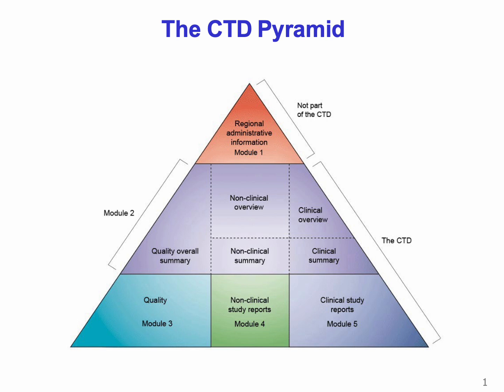This slide represents the structure of the Common Technical Document, or CTD, as per ICH M4. Here we can look at the pyramid, starting with the top of the triangle, which is the regional administrative information in Module 1. Then we also have other modules, such as Module 2, for the quality overall summary, non-clinical overview, non-clinical summary, clinical overview, and clinical summary. So all of these different types of information will have to be in Module 2.